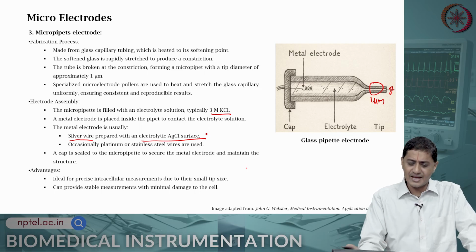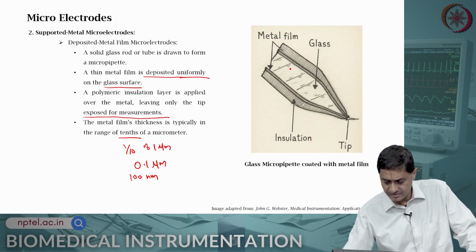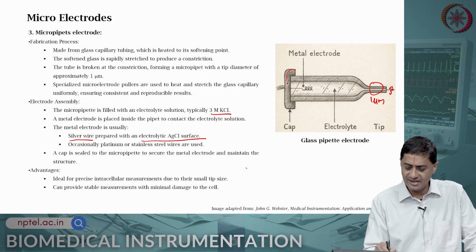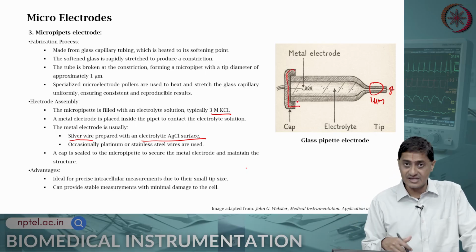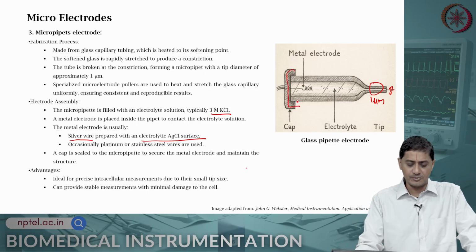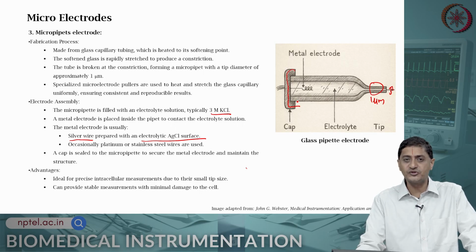And then you use a cap to seal, otherwise the electrolyte will leak, to seal the micropipette, to secure the metal electrode and maintain the structure and the composition of the electrolyte.